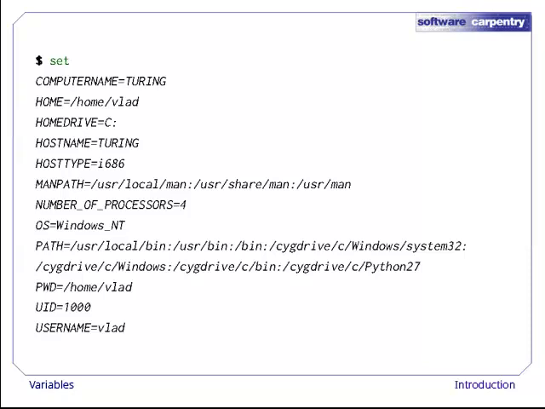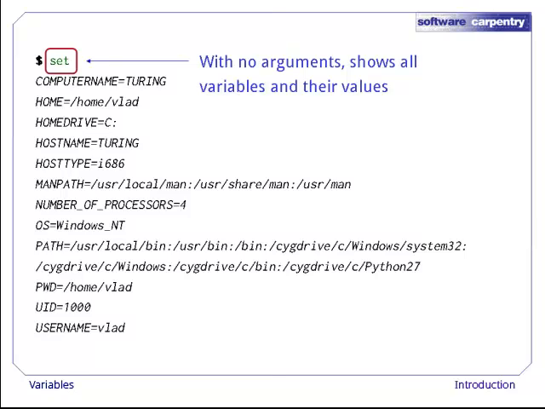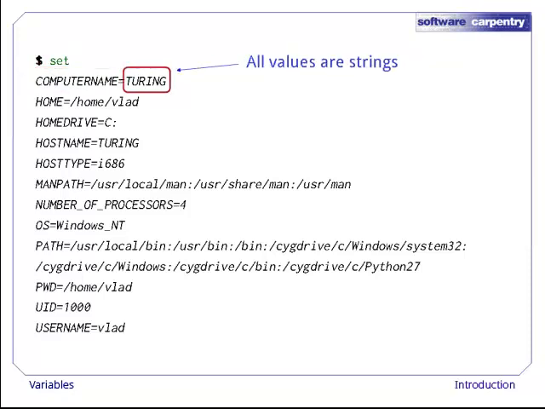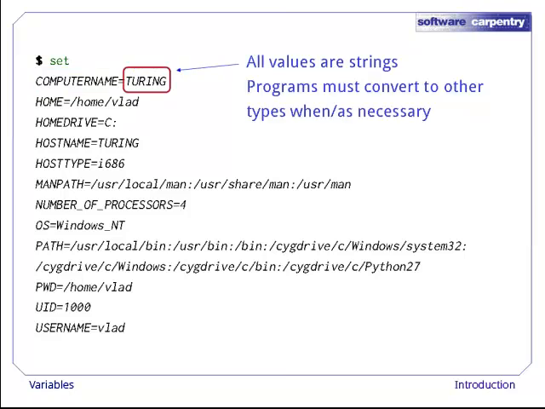As you can see, there are quite a few, in fact 4 or 5 times more than what's shown on this slide. Using set to show things might seem a little strange, even for Unix, but if you don't give it any arguments, it might as well show you things you could set. Every variable has a name. By convention, variables that are always present are given uppercase names. All shell variables' values are strings. It's up to programs to convert these strings to other types when necessary.